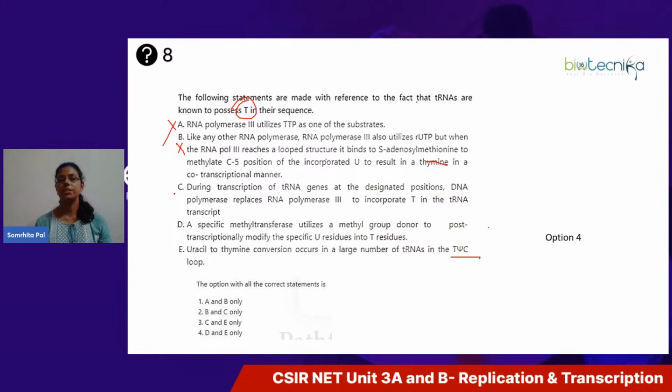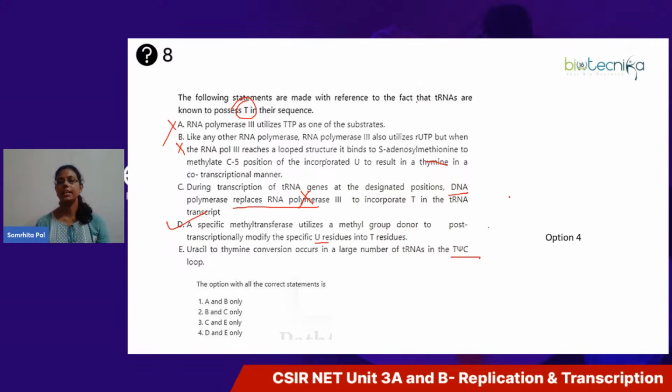So during transcription, tRNA genes at the designated position, DNA polymerase replaces RNA polymerase 3 is wrong. A specific methyltransferase utilizes a methyl group donor to post-transcriptionally modify the specific U residues into T. This is the correct one.